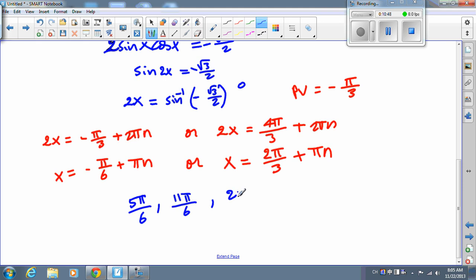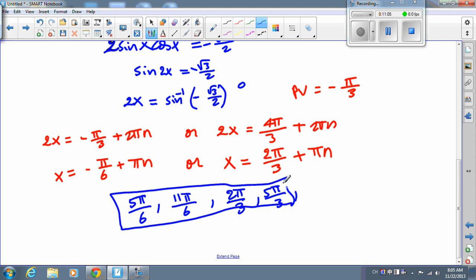On this one, 2 pi over 3 is one of them, in case I plug in 0. In case I plug in 1, I will have 5 pi over 3. If I plug in 2, I will pass 2 pi. So these are the only solutions between 0 and 2 pi.